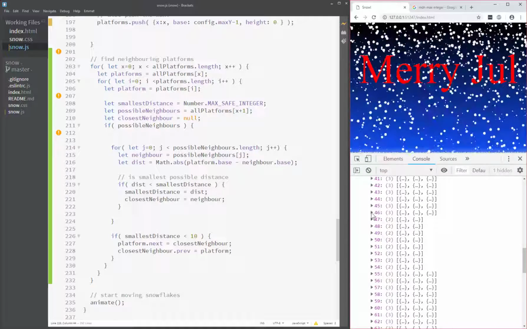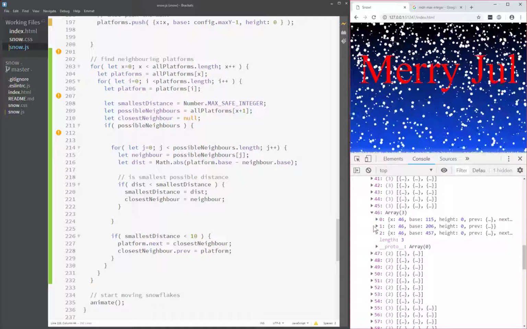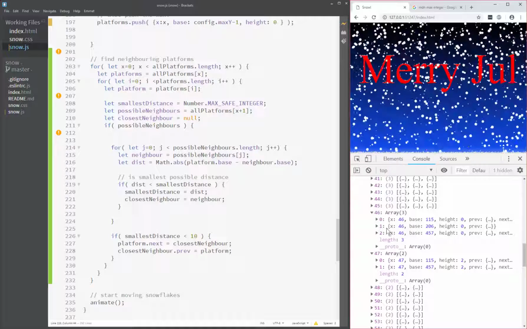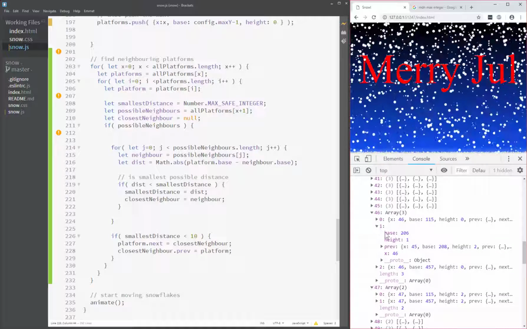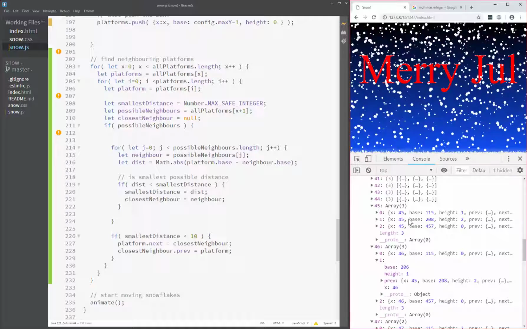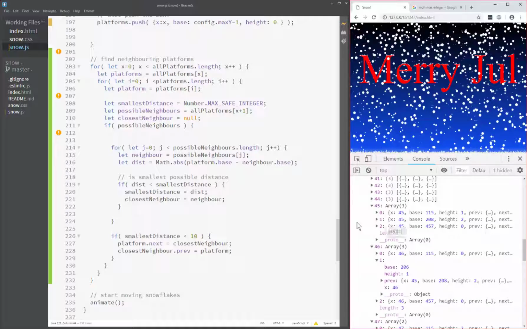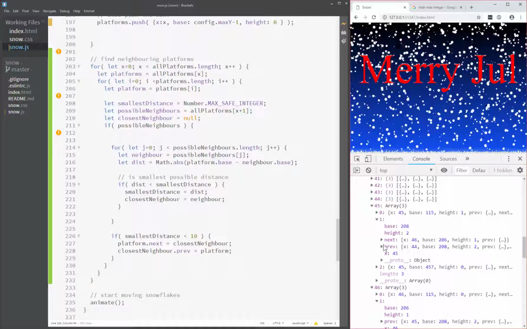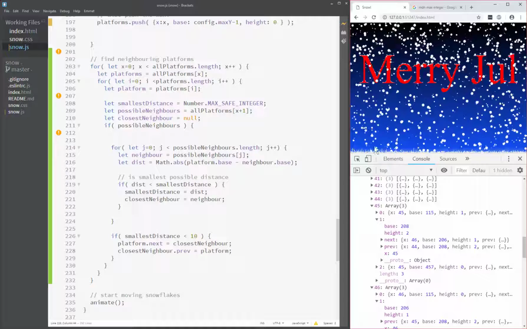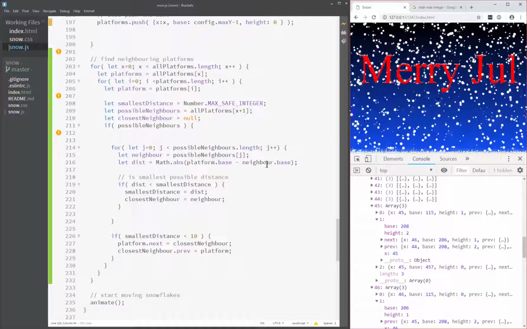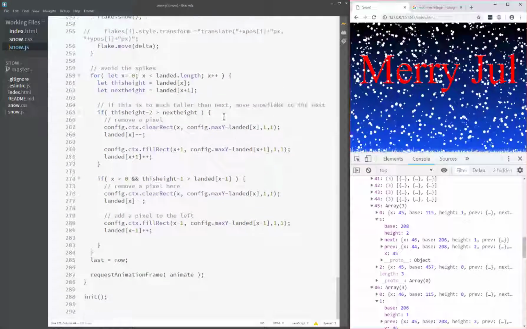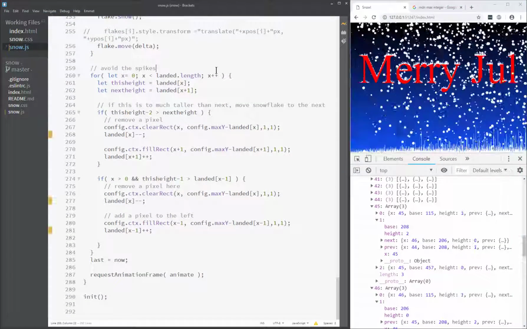Looking back at these, 46. 206 has no next, but it has a previous. That would be 45. This one here, 45, has a next and a previous. And the next is 46 and the previous here. So perfectly, now they're all linked together. Now I just need to fix the code here that avoids the spikes.